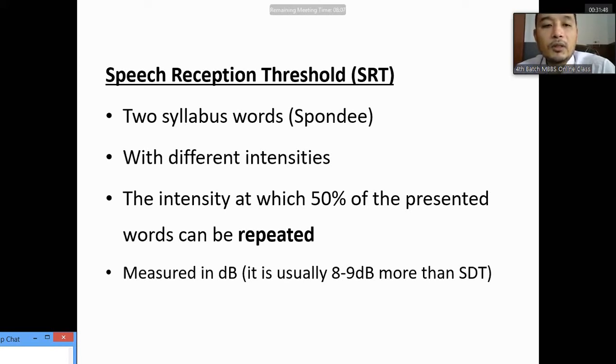We give them as a stimulus at different intensities, and the patient should repeat them. The lowest intensity at which the patient can repeat the spondee words 50% of the time is taken as the speech reception threshold. It is measured in decibels, just like pure tone audiometry. It is usually 8 to 9 decibels more than the speech detection threshold.